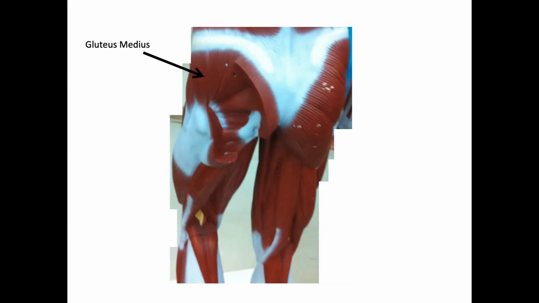And deep to gluteus maximus, we will have a cluster of muscles. This includes gluteus minimus, the piriformis, quadratus femoris, as well as the gemellus and obturator group. These muscles are all involved with rotation of the femur within the femoral acetabular junction.